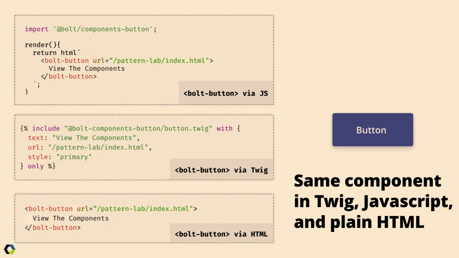Even though you're using it in the context of Twig, the Twig template is actually just putting together the web component markup that you need on the page. And then finally, you can also just use this as a static HTML bolt-button tag. So whichever way you need to integrate, or whichever context you need to use this component model in, it's available.